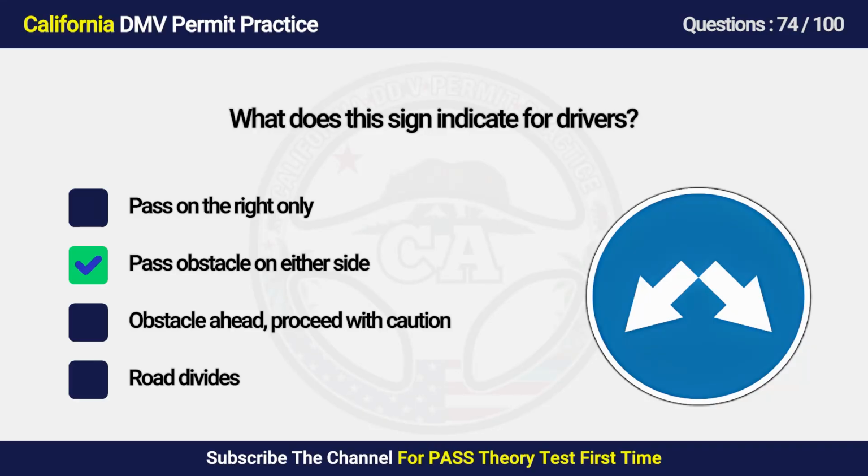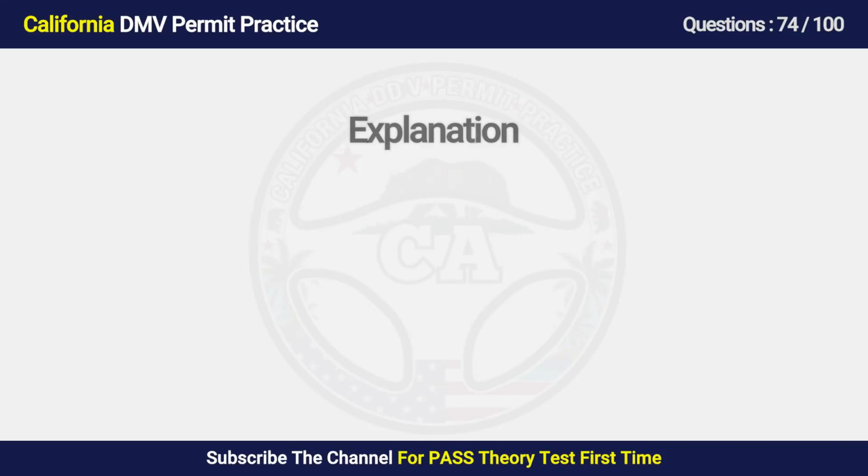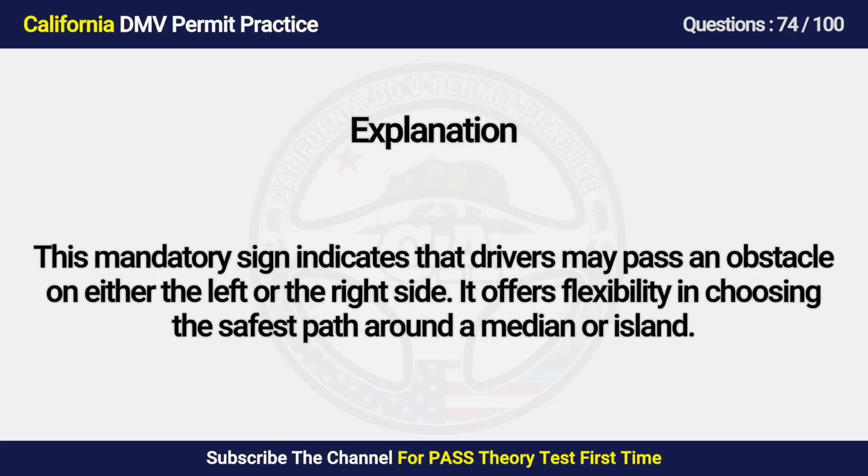Answers is B. Pass obstacle on either side. This mandatory sign indicates that drivers may pass an obstacle on either the left or the right side. It offers flexibility in choosing the safest path around a median or island.